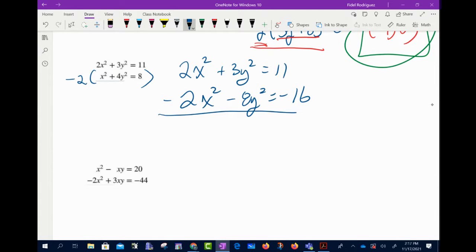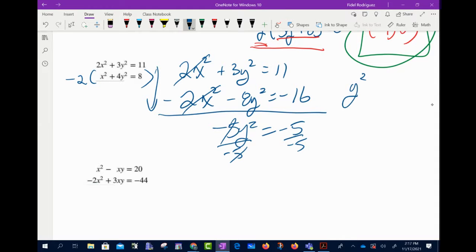All righty. Now, if we do this right, when we add straight down, the x squareds are going to cancel. 3y squared minus 8y squared should give me a negative 5y squared. 11 minus 16 is a negative 5. So now we're going to go ahead and divide both sides by negative 5. So those are going to cancel. That's going to leave me with y squared equals negative 5 divided by negative 5, which is 1. Okay. What do we need to do to solve for y if it's y squared? What's the opposite of squaring something?